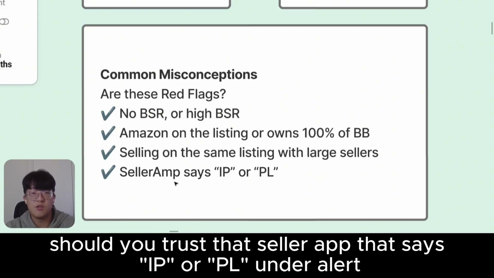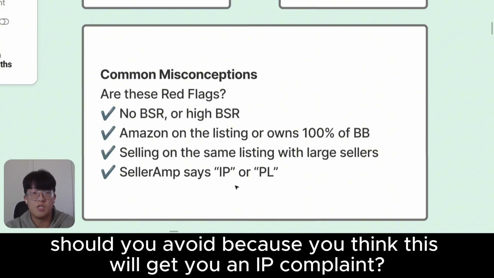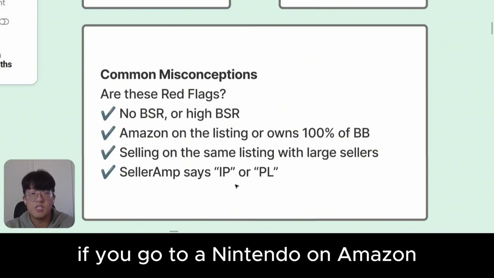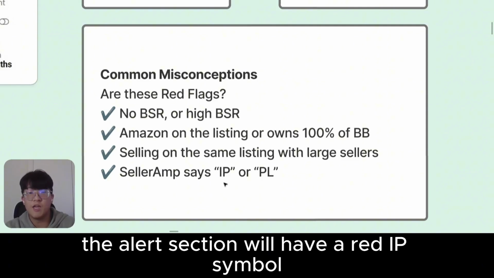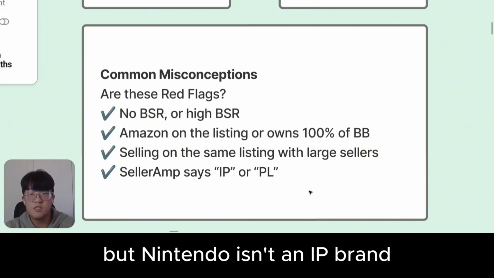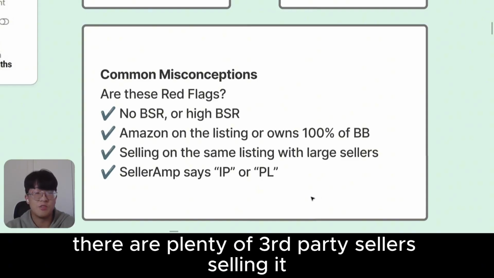Should you trust that seller app that says IP or PL under alert? Should you avoid the product because you think it will get you an IP complaint? A perfect example is Nintendo on Amazon. On Seller Amp, the alert section will have a red IP symbol. But Nintendo isn't an IP brand. There are plenty of third-party sellers selling it.